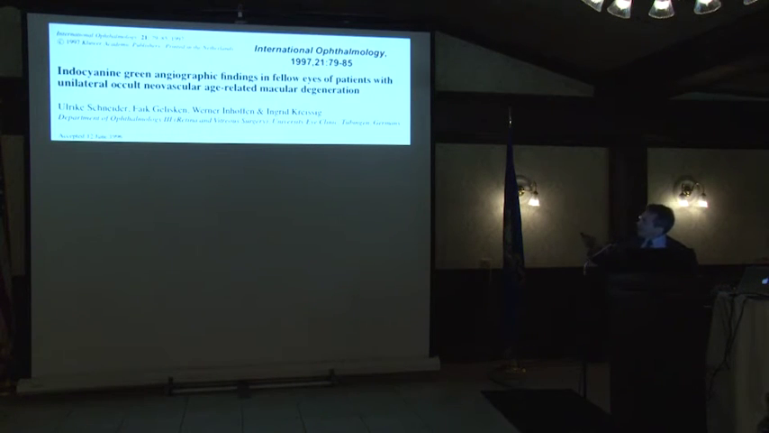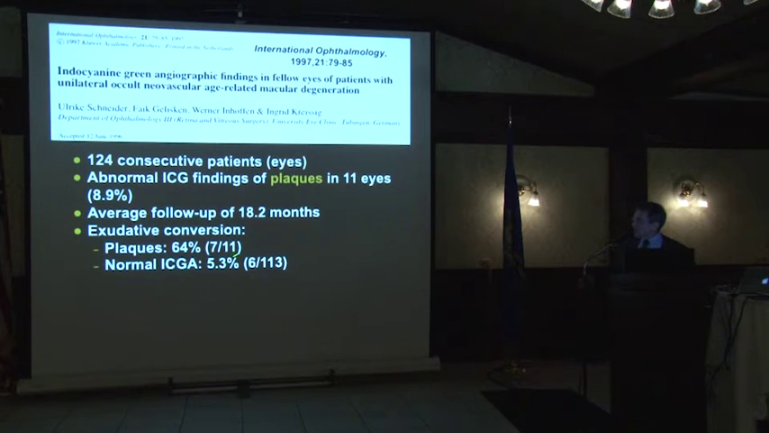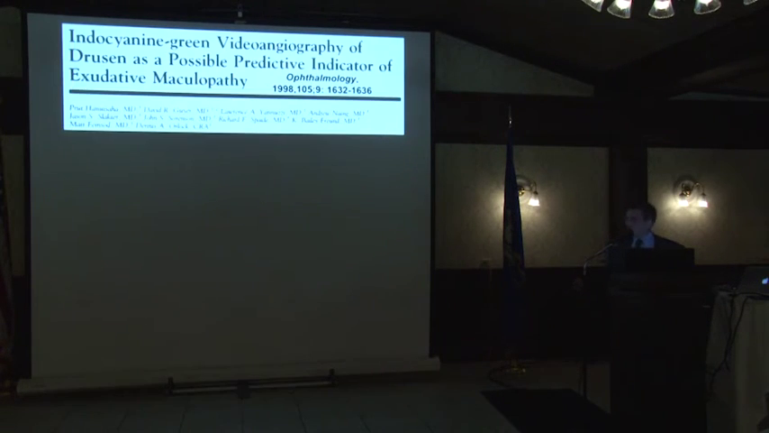And back in 97, there was this study where they treated patients in one eye. They were giving laser to one eye for wet AMD. And the fellow eye, the dry eye, they were observing, and they performed ICG angiography. They did it in 124 consecutive patients, and they found these plaques, ICG plaques in 11 eyes, about 9% of eyes. They followed them, and 64% of these plaques converted to exudative disease. So we've known for a long time, using ICG, that we could identify these lesions.